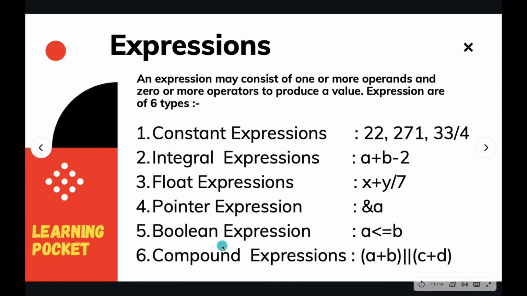Then we have boolean expressions. These are constructed with the help of logical and relational operators. We have already seen the use of these operators itself. Then we have compound expressions, which are nothing but a combination of the above five expressions only. So compound expressions are nothing but the combination of the rest of the five expressions.